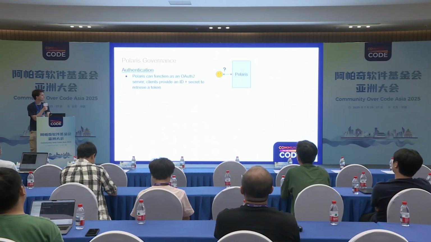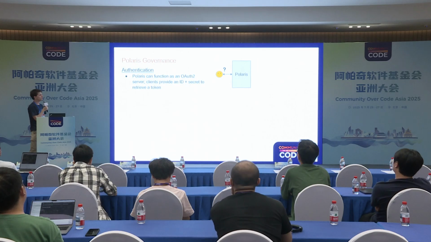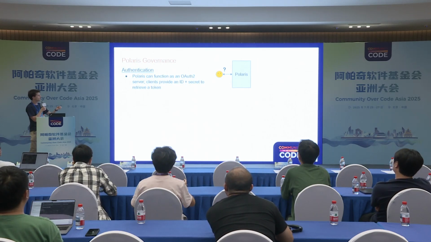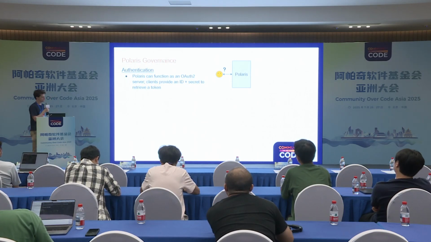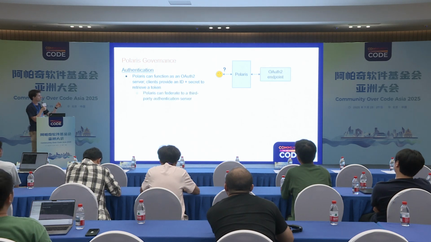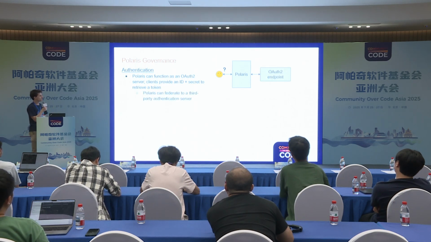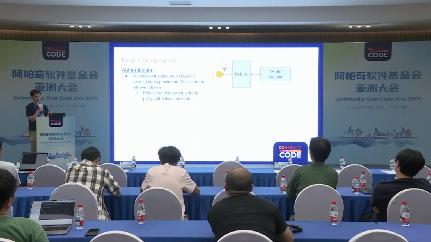So first off, when you connect to the catalog, you need to authenticate. So you call the REST API, and you need to prove your identity to the catalog. Polaris can function as an OAuth 2 server. So when you create users, it spits out an ID and a secret. And if you provide that ID and secret back at a later time, you can get a token. Polaris can also federate to a third-party authentication server. So again, if you have Okta or something like that, you can use it.